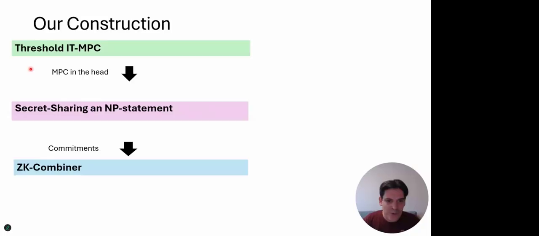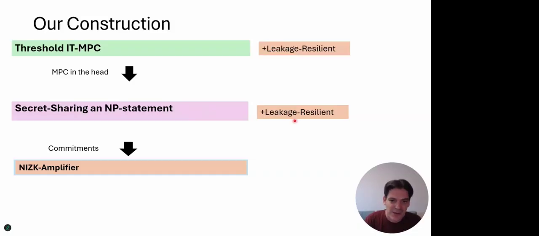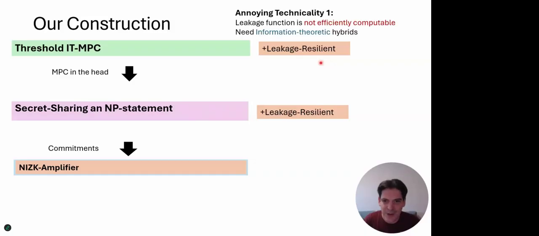So we're going to follow a similar route, but now we want NISC amplifiers, and for this we'll need secret sharing for NP statement with additional leakage resilient property. And for this, we'll have to construct these funny MPC protocols with leakage resilient feature. Okay, so this is the rough template of the proof. And there are several annoying technicalities.